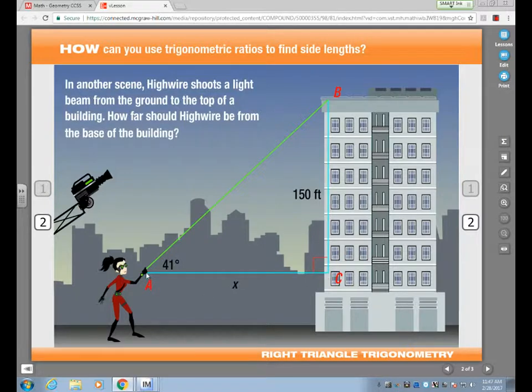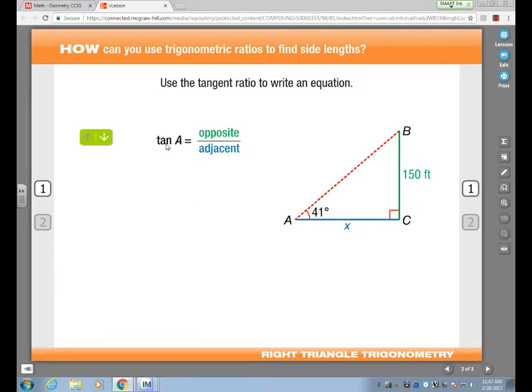Because we are not looking at the hypotenuse, we automatically know that we are looking for the tangent. In order to solve that, we set up the following equation. The tangent of A is equal to the opposite over the adjacent. Instead of angle A, we replace it with the measurement of the degree. So the tangent of 41 is equal to 150, the side that is opposite, over X, the side that is adjacent.